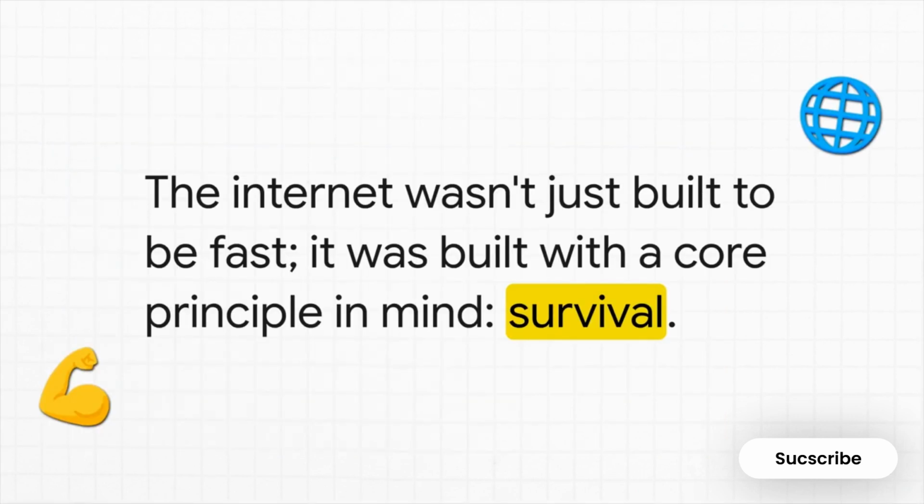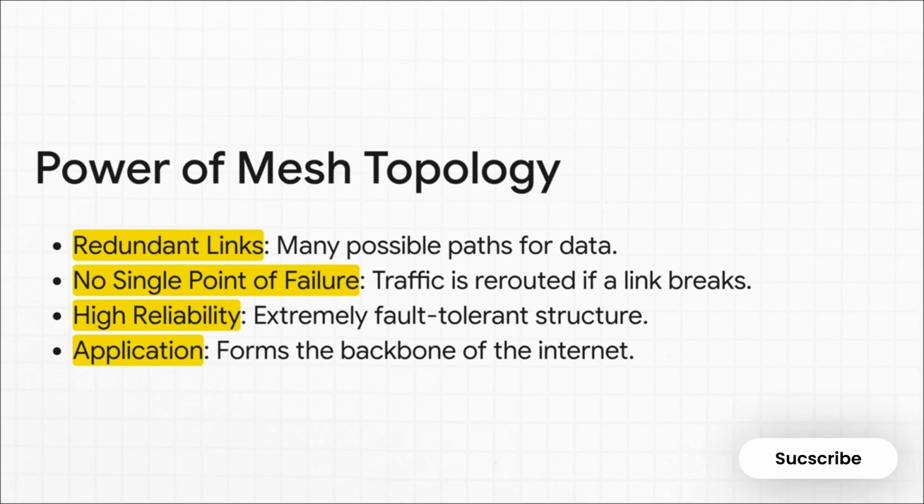Now, here's something that is just incredible to think about. The internet wasn't just designed to be fast or to connect people. At its very core, it was built with one principle in mind: survival. It was designed from the ground up to be resilient. So what's the secret sauce here? It's a design called a mesh topology.